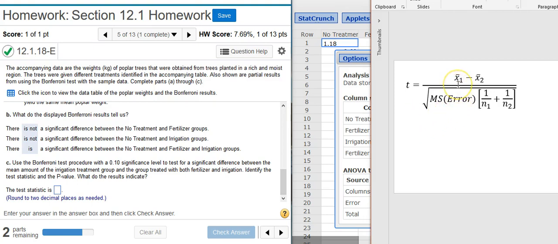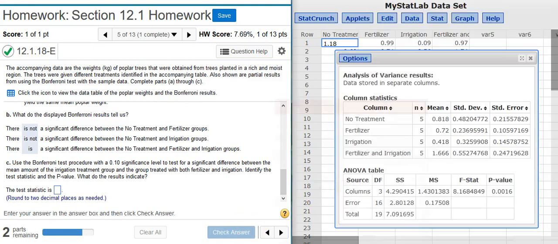So here we have X bar 1, X bar 2. These are going to come from our ANOVA table, which, if you notice here, we're looking at the mean amount of the irrigation treatment group and the group treated with both fertilizer and irrigation. So that's these two columns here. And notice we have mean values for those computed here. So 0.418 for the irrigation group and 1.666 for the fertilizer and irrigation group.